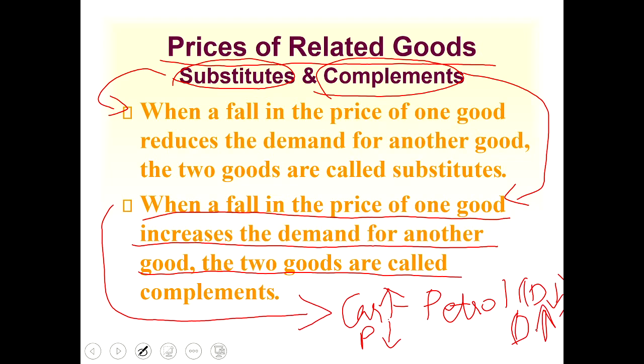Some other complements that I can think of right now are shoes and polish, or CD and CD-ROM. You cannot use CD-ROMs without CDs. So if the price of CDs increases, the demand for CD-ROM will decrease. All right. So these are also complements. Two goods which can be used together are basically complements.